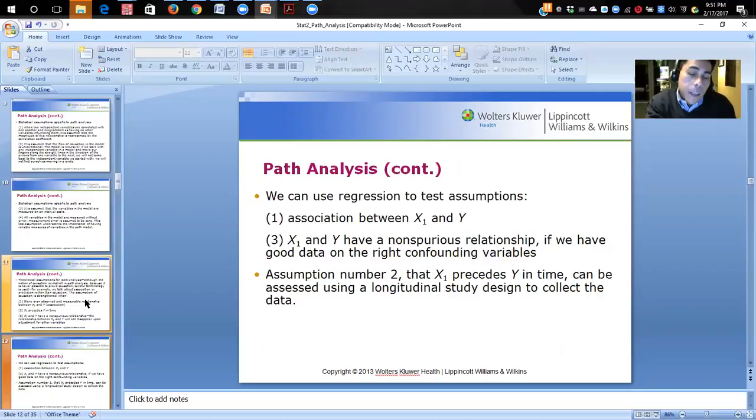And to meet the temporal ordering requirement of causation, the design of your research study cannot be cross-sectional. This is such an important concept to remember. You cannot do path analysis if you collect your data in a cross-sectional design, which means you did not follow the patient longitudinally. You only get a snapshot.